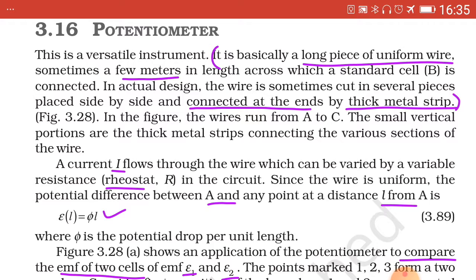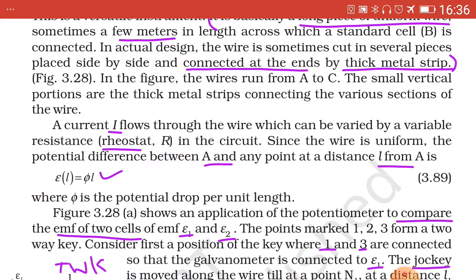Current I flows through the wire, which can be varied by rheostat R in the circuit. Now the potential difference, that is PD, between A and any point at a distance L from A, that is the null point length, is given by E of L equal to phi L, which has been tick marked, where phi is the potential drop per unit length. The figure which we have seen is used to compare the EMF of two cells of EMF E1 and E2.